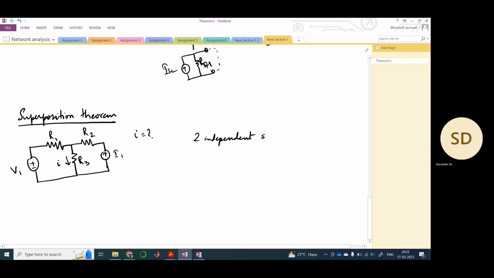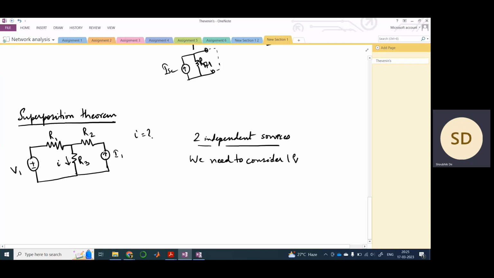One is a voltage source and another is a current source, right? So we have two independent sources. Now we need to consider one independent source at a time.